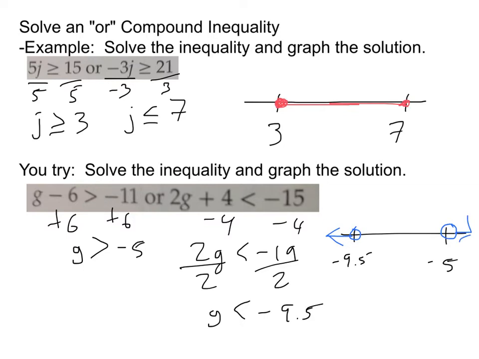So notice how that one goes forever to the left and forever to the right, and what we don't include is the middle. That's usually what you see when you solve an or compound inequality. A lot of times they'll have this as the solution, where you have a hole in the middle of all solutions.